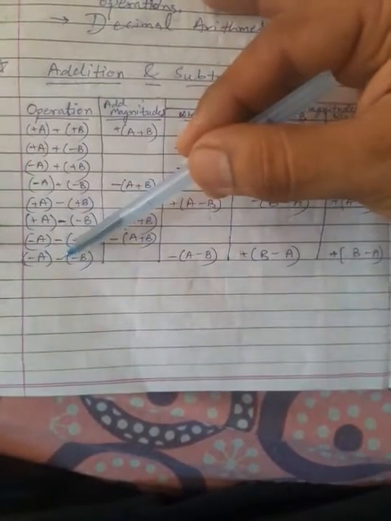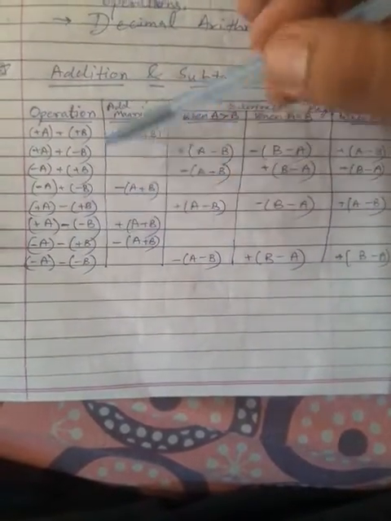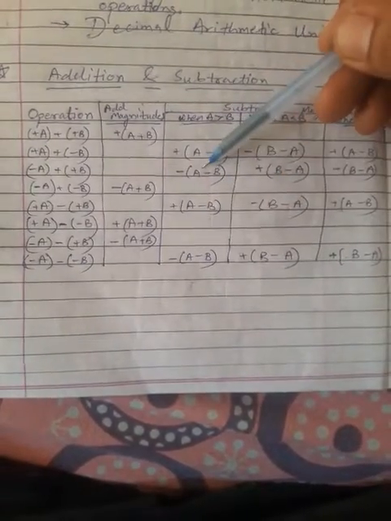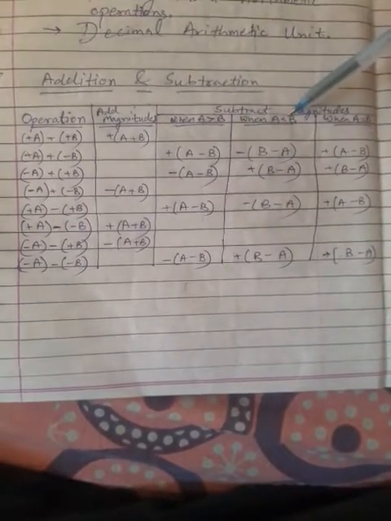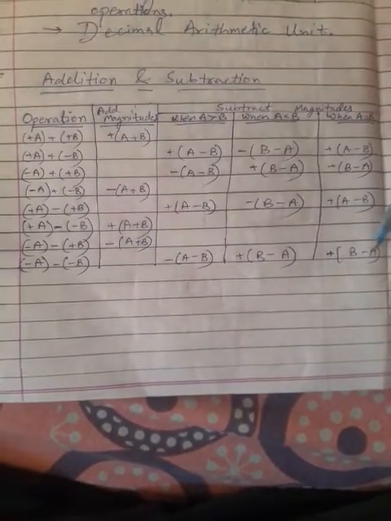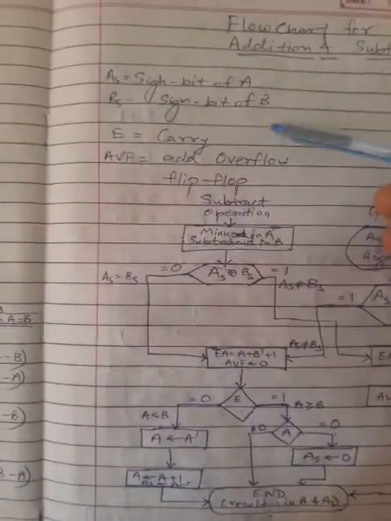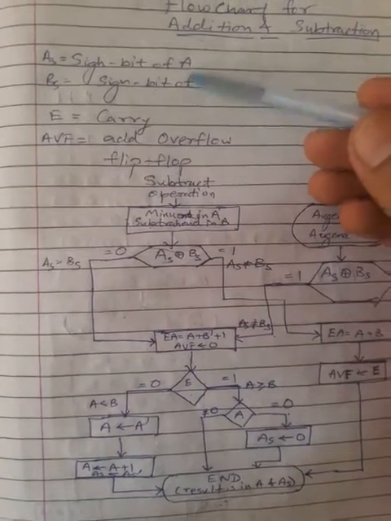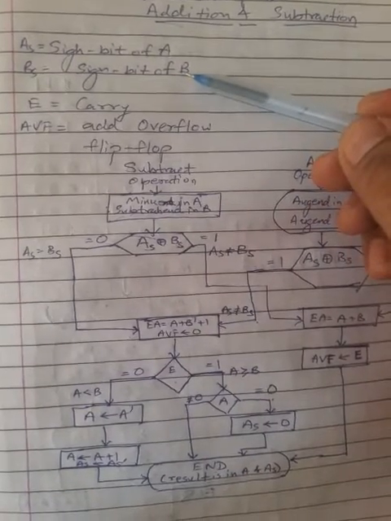Now here minus a minus minus b: minus minus turns into positive, so finally subtraction occurs. Similarly, for minus a minus b, if b is greater than a, we take the positive number, b minus a, and here also b minus a. This is how addition and subtraction work. Now we will see the flow chart for this addition and subtraction and how it happens. Here the As part is the sign bit of a, that is plus or minus, and Bs is the sign bit of b.